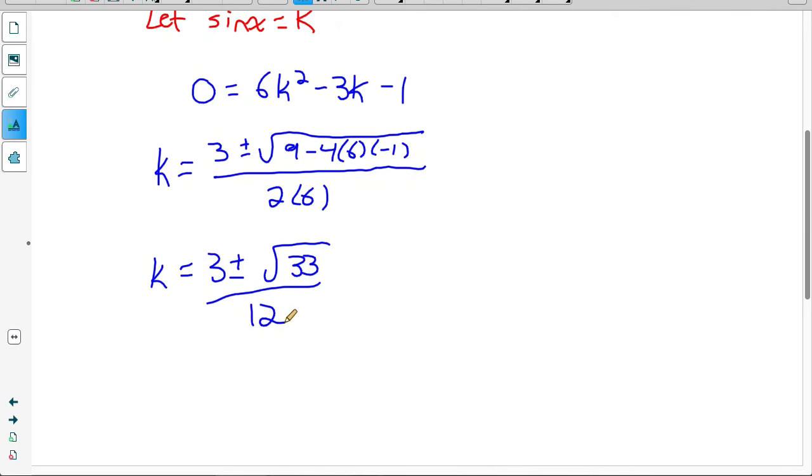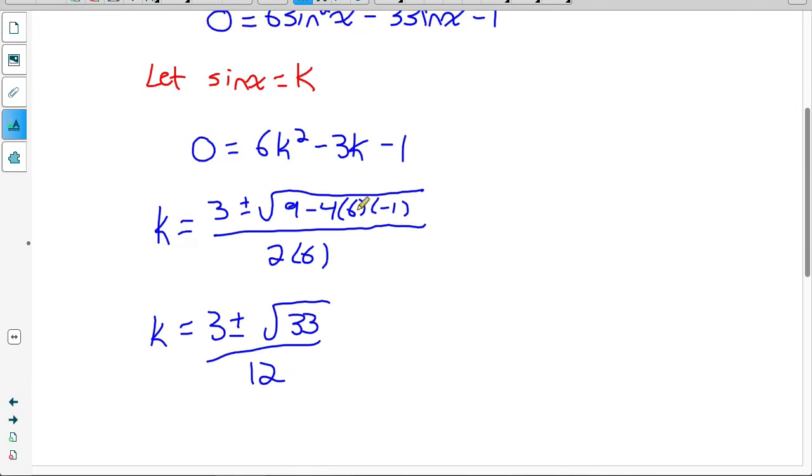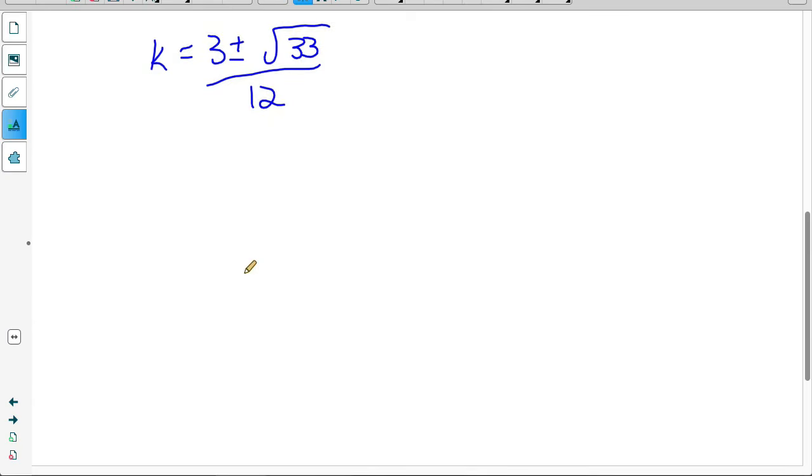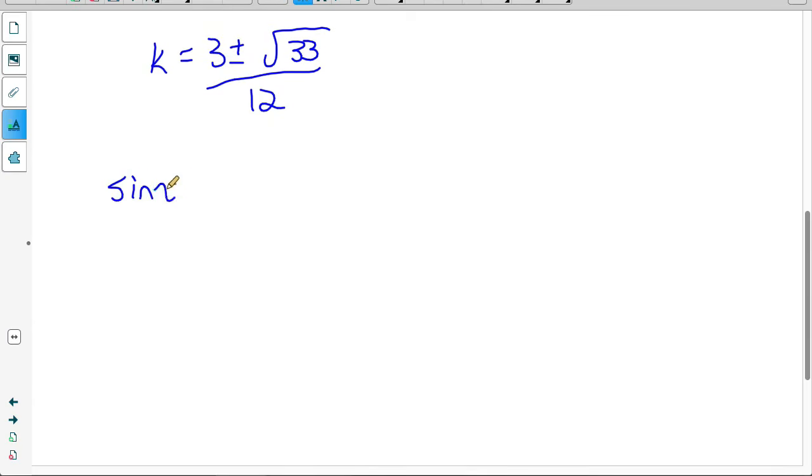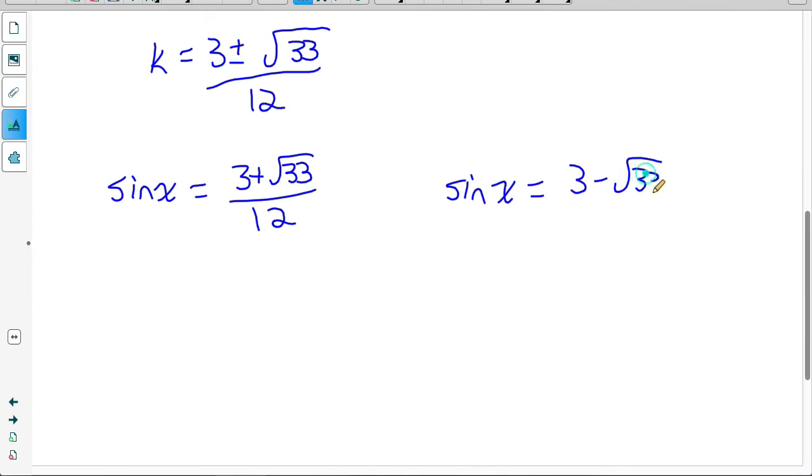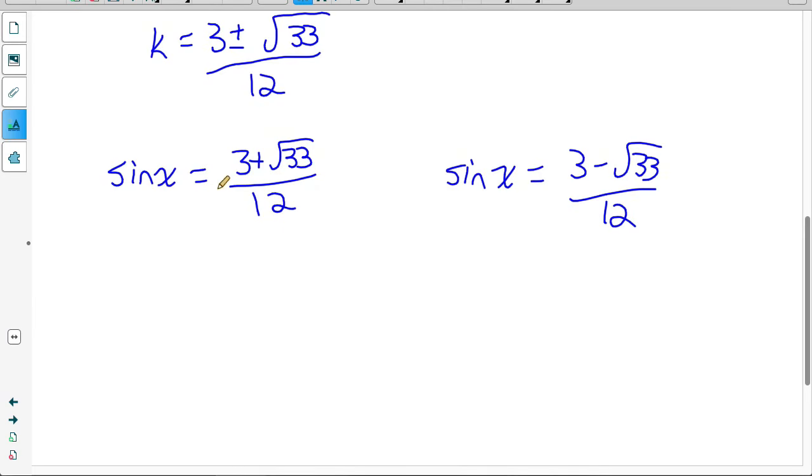3 plus root 33 over 12 and 3 minus root 33 over 12. Two possible answers for k. But keep in mind, each k is actually sine x. So sine of x could equal 3 plus root 33 over 12, or 3 minus root 33 over 12. So now we have two linear trig equations to solve.